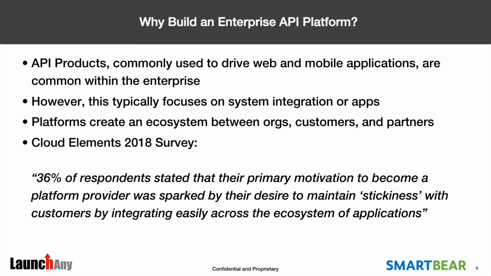A recent survey by Cloud Elements that was just recently released said that 36% of respondents stated that their primary motivation to become a platform provider was sparked by the desire to maintain stickiness. That is really just to prevent customer churn. They want to make sure that customers, once they integrate within that organization, remain there. And we see that as a pretty heavy driving force for a lot of enterprises. Their goal is to, once a customer starts using their API, continue to provide value to those customers, thereby preventing them from selecting another competitor as an alternative option for their API integrations.